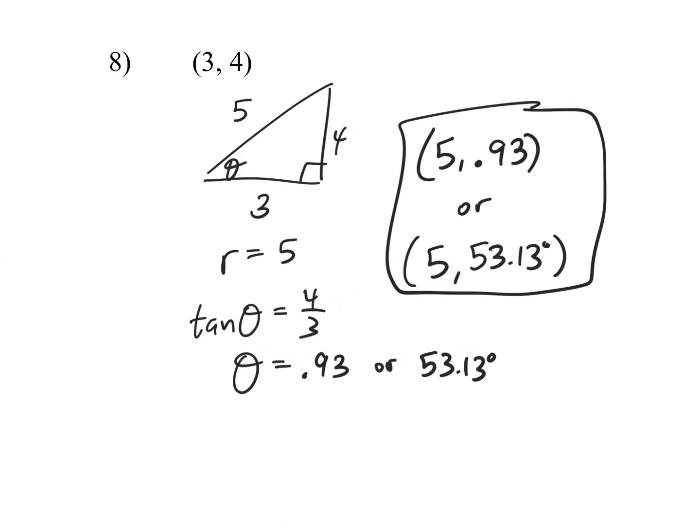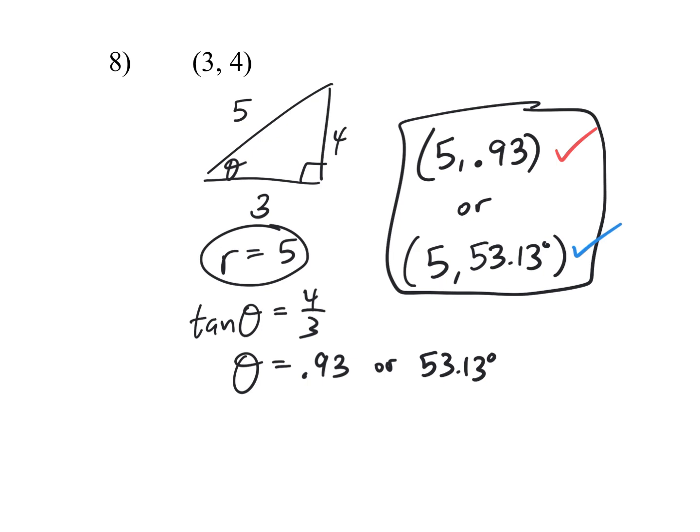On number 8, we will need our calculator for this one. We have our classic 3, 4, 5 Pythagorean triple here, so the r value is nice and easy to find. It is 5. Once we have all 3 sides of our triangle, we could use sine, cosine, or tangent. But whatever we do, we will have to plug into our calculator. If we are in radian mode, as we often are for polar coordinates, we would get 5, 0.93. That 0.93 is representing radians. If we wanted to use degrees, we get to the same answer of 5 and 53.13 degrees.